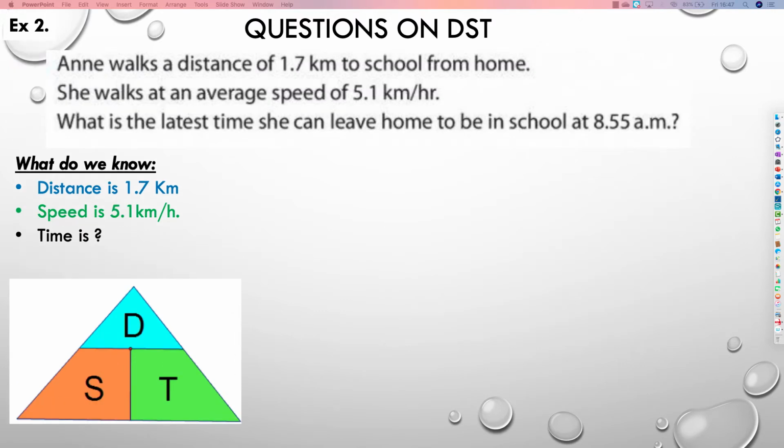What about this one? Anne walks a distance of 1.7 kilometers from home and she walks at an average speed of 5.1 kilometers per hour. What is the latest time she can leave home to be in school at 8:55 a.m.? So, just figure out how long it is. Exactly, good stuff.